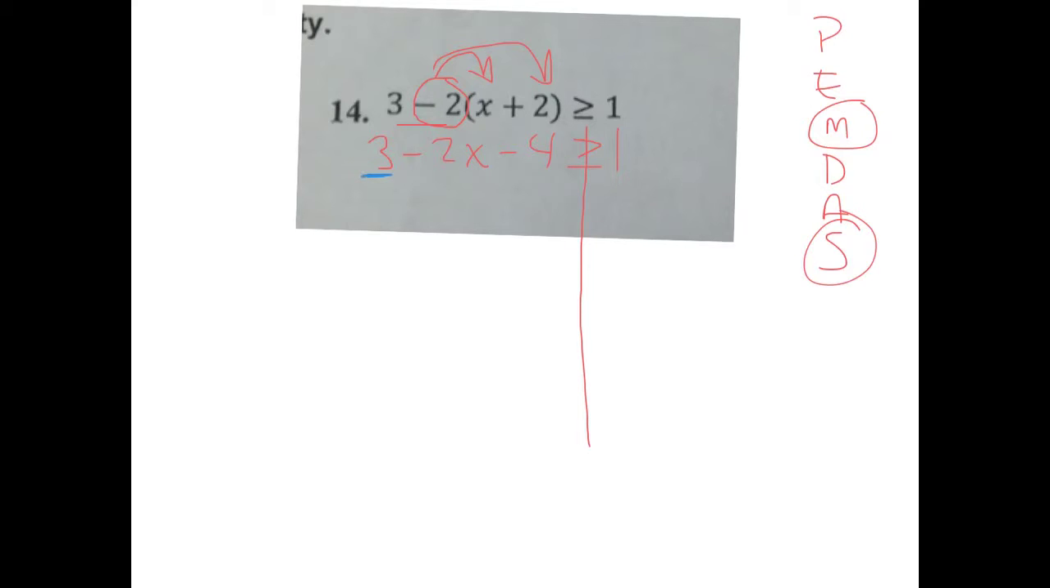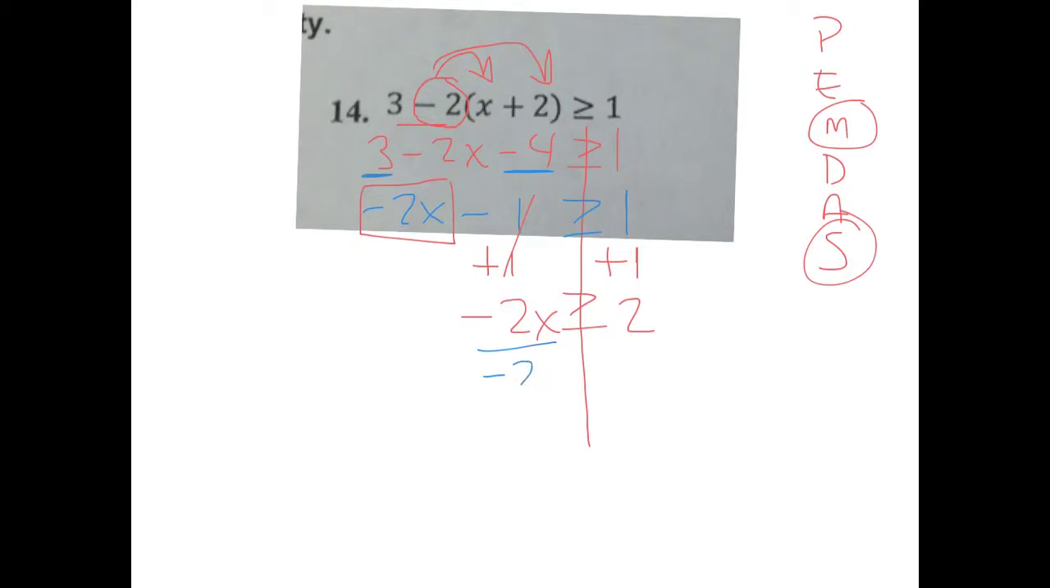Next thing we're going to do is combine like terms. 3 and negative 4 are like terms. So 3 minus 4 is negative 1. Bring down your negative 2x. Bring down everything else. At this point, we're ready to box the negative 2x. Plus 1 to both sides, plus 1 to both sides. Those cancel out. Bring down your negative 2x. Symbol, 1 plus 1 is 2.